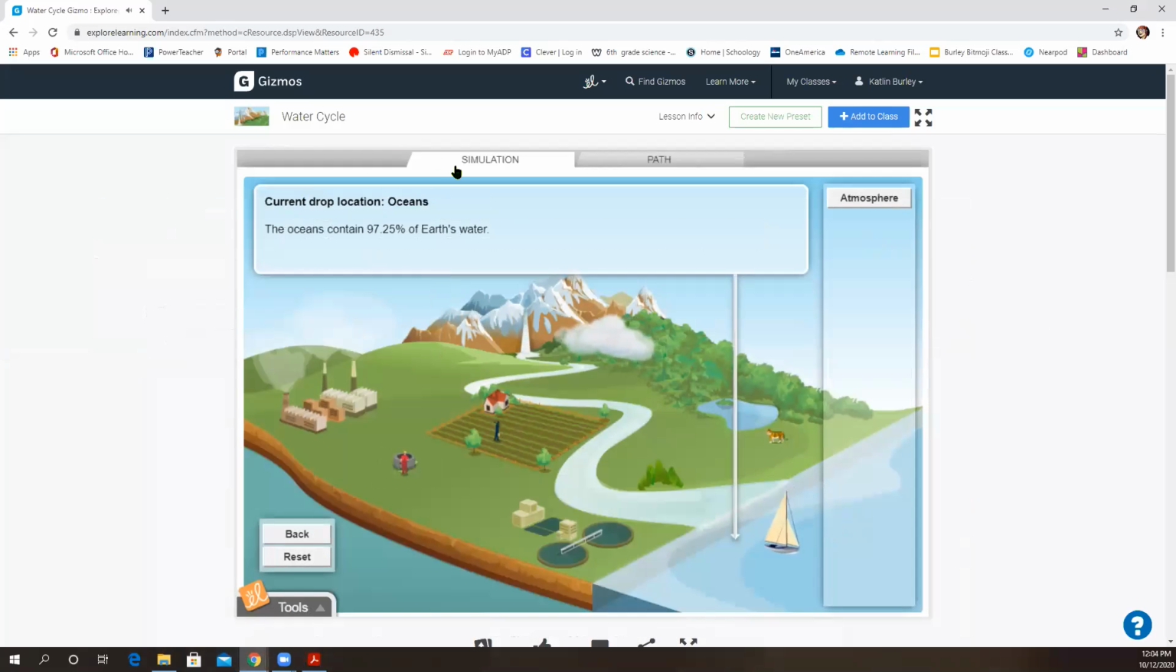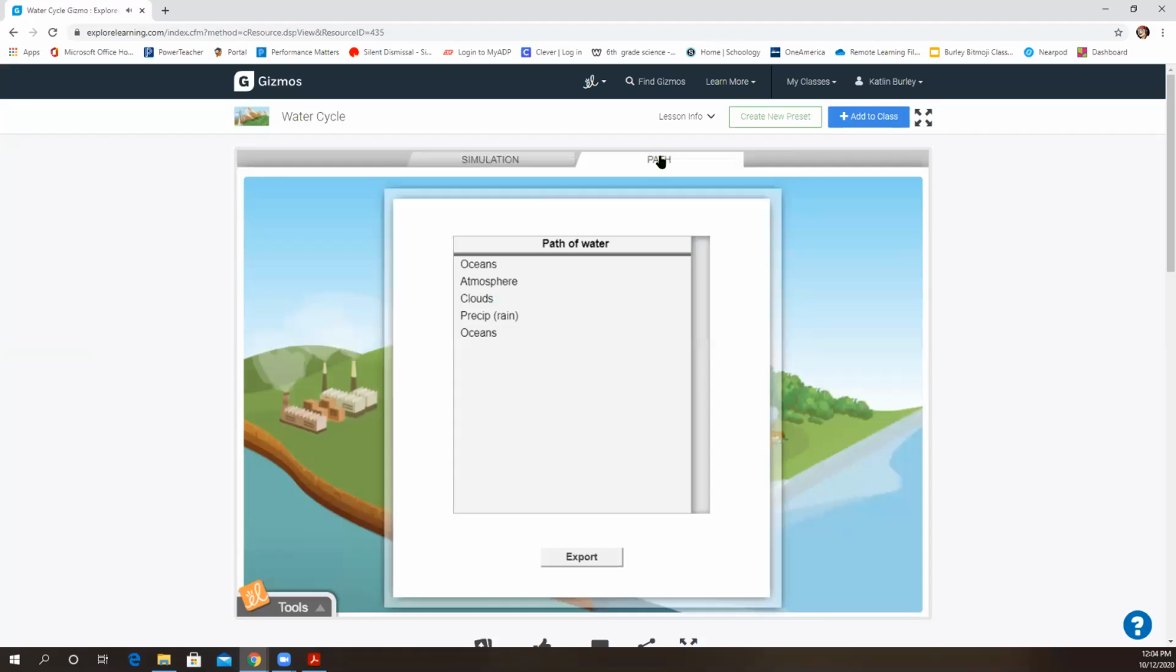Do you see how it's a simulation? This is what it's like, simulating or showing me. But when I hit path, look, pay attention, y'all. When I hit path, it's telling me all the paths my water took. In order for it to be a cycle, it has to begin and end in the same place, because that really means there is no true beginning or end. It started in the ocean, it ends in the ocean. It's a cycle, a circle.